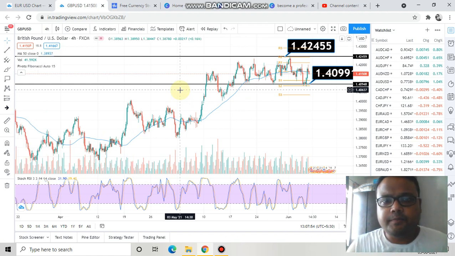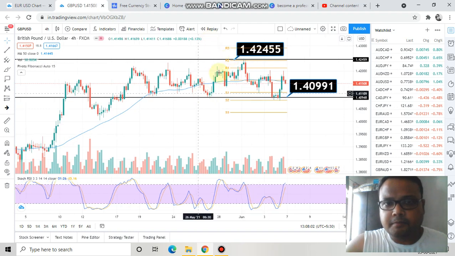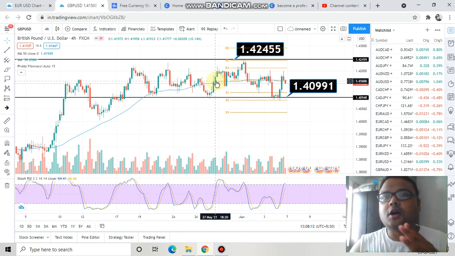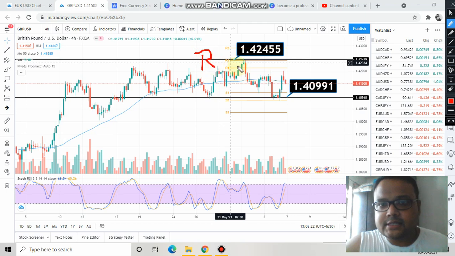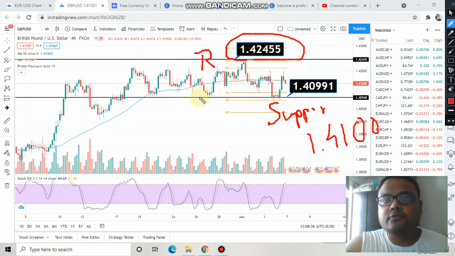So this is the overall chart of GBP USD, and as we can see, market is still in uptrend. If we just look at this particular portion between these two lines, then we can easily see that market is still in uptrend. Yes, market was very volatile yesterday, but still market could not break the range, and is trading in between this range only. So we are in a tight range right now, where this is the resistance, 1.4245 on the upside, and this is the support, 1.4100.